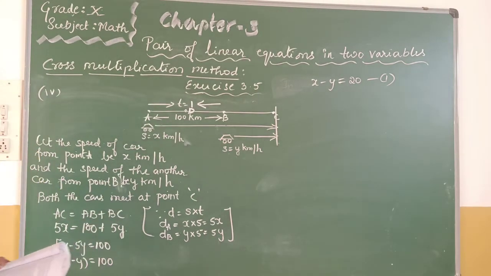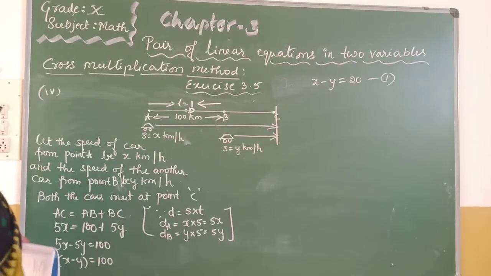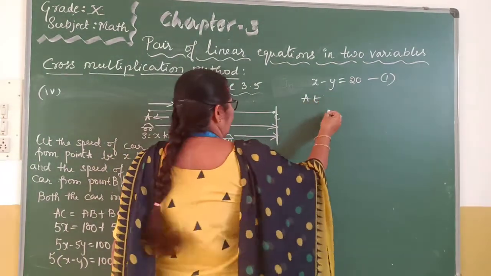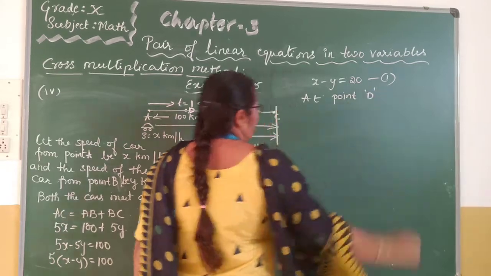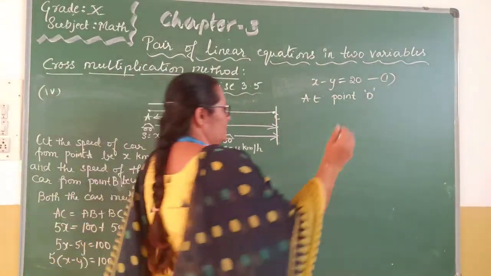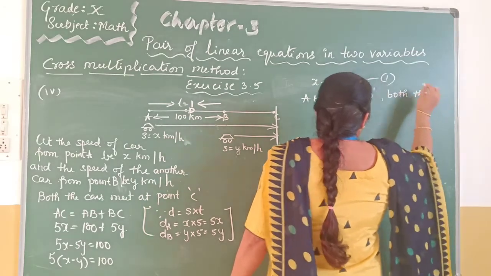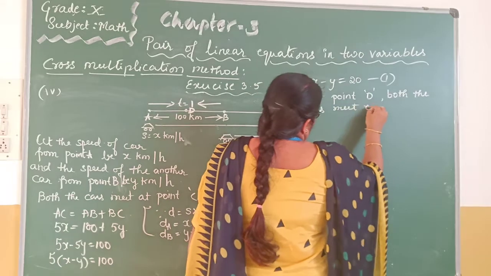So the equation is, see here, at point D, both the cars meet each other.